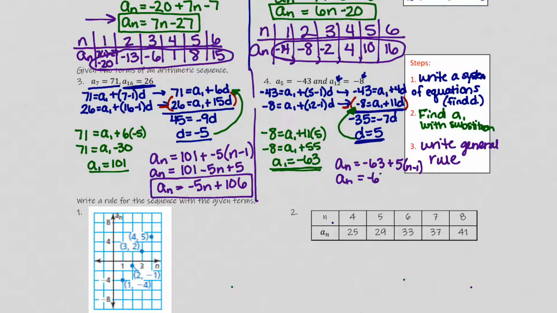Distribute: negative 63 plus 5N minus 5, and collect like terms, which would be 5N minus 68. And you can double check that when N is 5, you get negative 43, and when N is 12, you get negative 8. And then that should tell you your answer is correct.